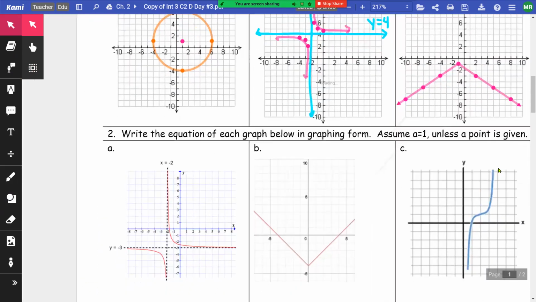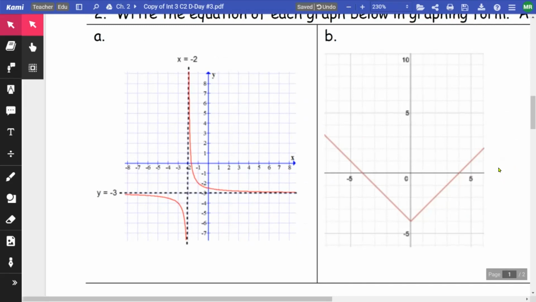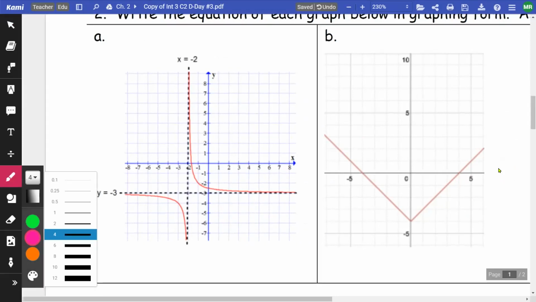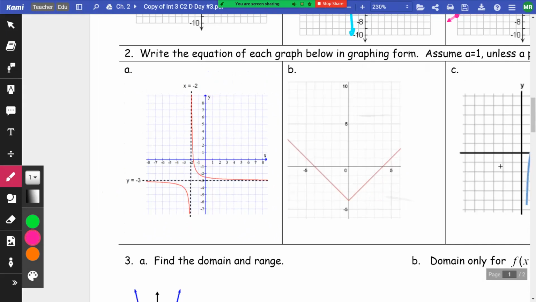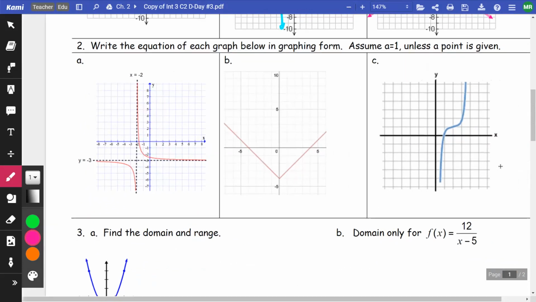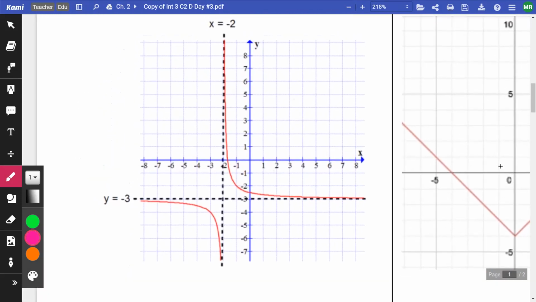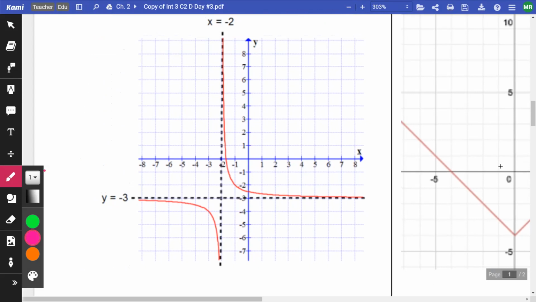On number 2, these ones, we want to come up with the equation. And it's said in the directions that if it doesn't give you a point, assume your A is 1. But on some of them, I'm going to show you how you could figure it out if you had to. On letter A and on letter C, they did not give us a point. So we're going to assume that it's a 1. And actually, they didn't give us a point on any of these, but I'm going to show you how you could figure it out just in case you had to, if they didn't say your A was 1.